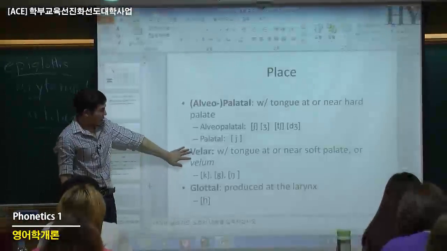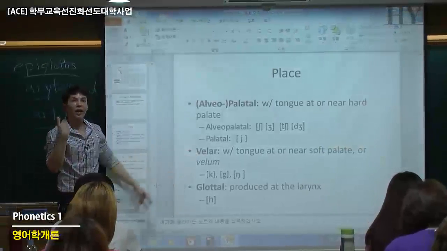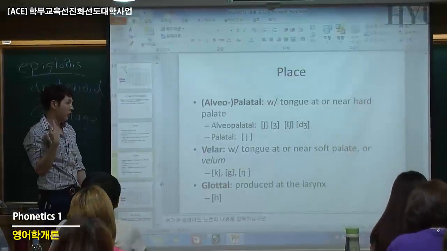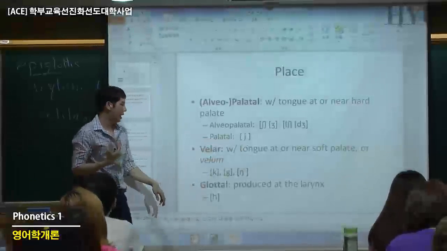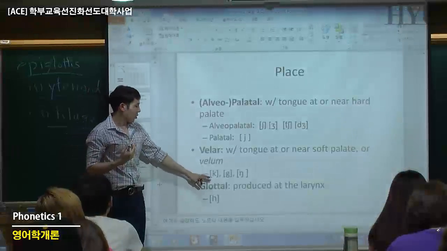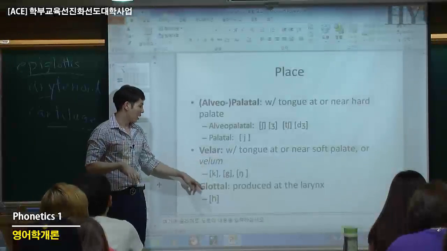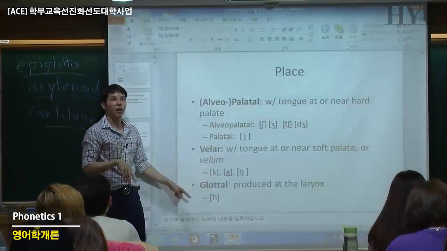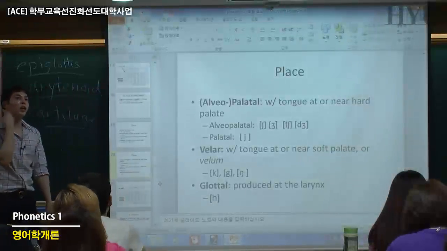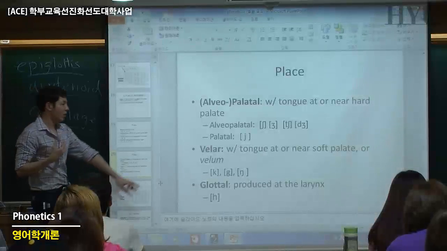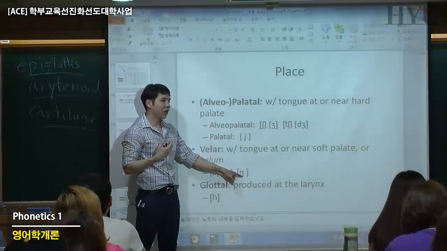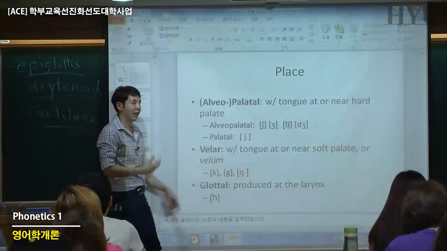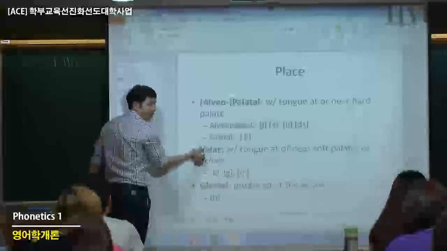And you have the next one, which is velar, kind of towards the back of your throat or your mouth, with the tongue at or near the soft palate or the velum. So velum or the soft palate, same thing. Okay? You do it towards the back, right? So k, g, ng, like that. So these are the velar sounds.